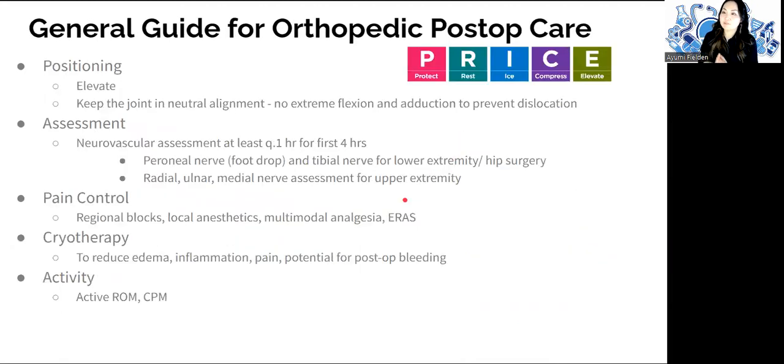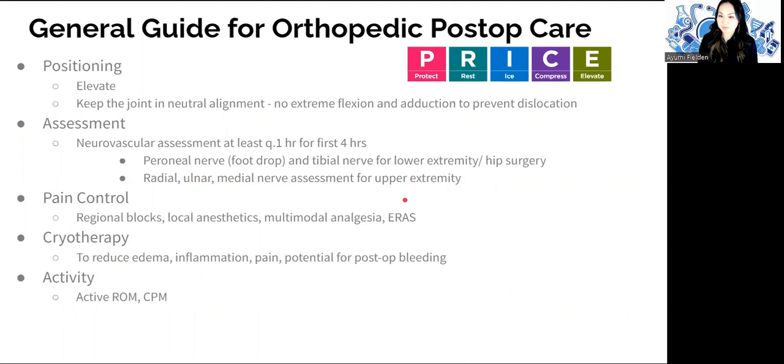Okay, so a general guide for orthopedic post-op care. Remember PRICE: protect, rest, ice, compress, and elevate. That is the general guide for orthopedic patients. So protect, what does that mean? Position that limb, elevate above the level of the heart, or keep the joint in neutral alignment, like your hip. No extreme flexion and abduction to prevent dislocation. And some of the procedures will require a post-op x-ray to make sure the patient doesn't have dislocation of the joint.